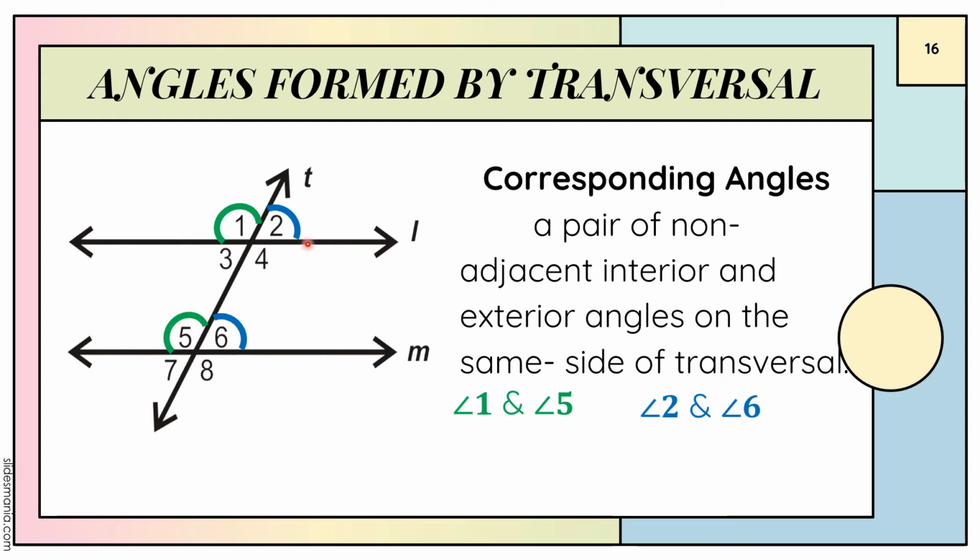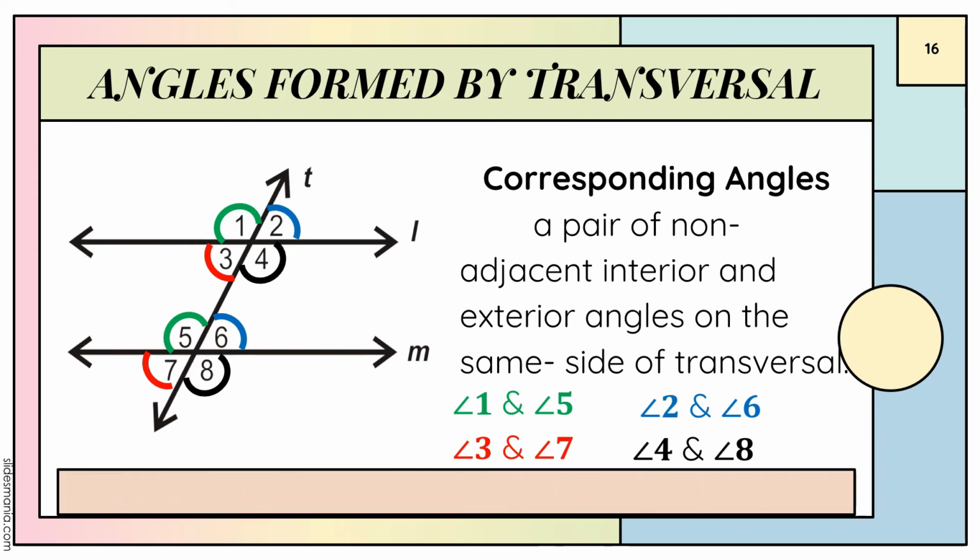Okay, we also have angle 2 and angle 6. They are also corresponding angles. Next, what do you think is the next pair? Very good. We have angle 3 and angle 7. And lastly, we have angle 4 and angle 8. And just like our alternate exterior and interior angles, always remember that corresponding angles are also congruent.